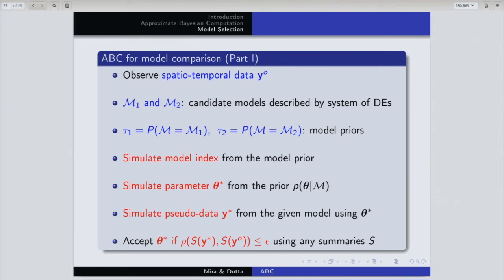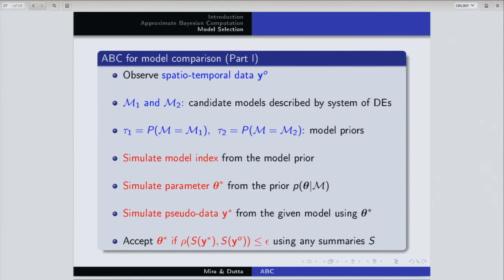Then I start over. I toss another coin. I choose one of the two models with equal probability. And then for that model, I simulate the parameter, the pseudo data, and I retain the value of theta if it's sufficiently close, if this distance is less than epsilon.